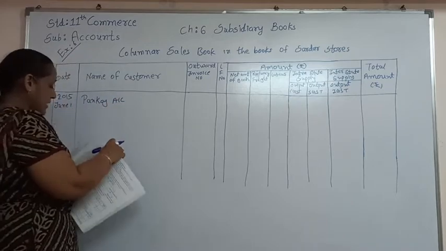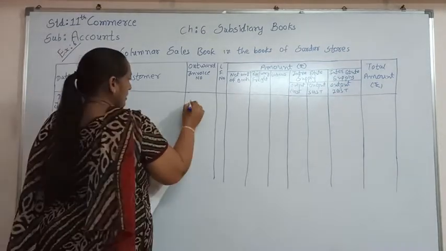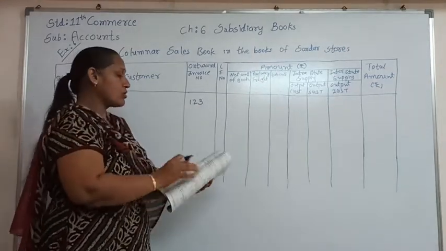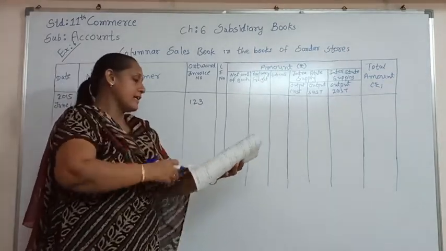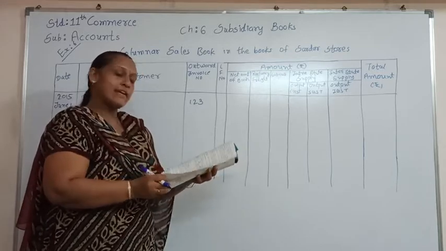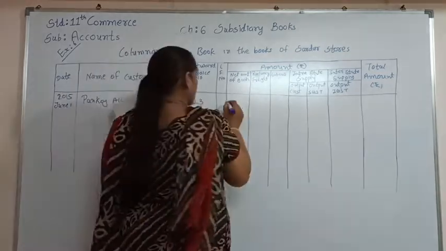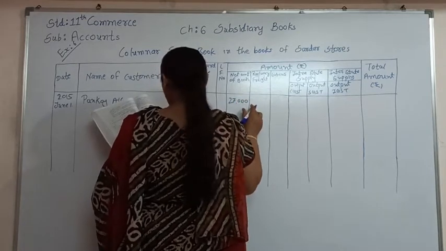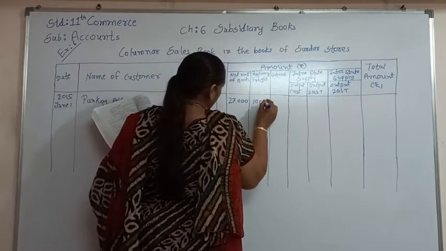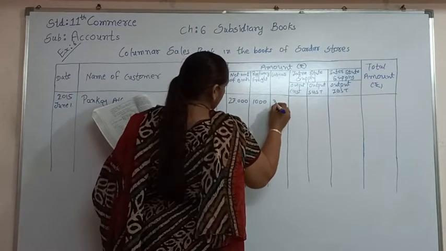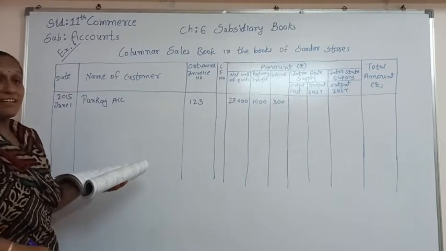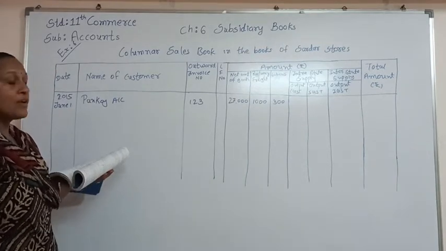And the invoice number is given to us. That is 123, the invoice number. Goods of 30,000 and 10% trade discount, so that will be 27,000. After trade discount the amount will be 27,000, and on that we are going to add railway freight 1,000 and labor 300. So we have to calculate GST at the rate of 6%.